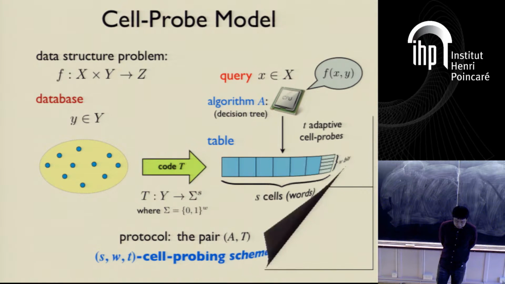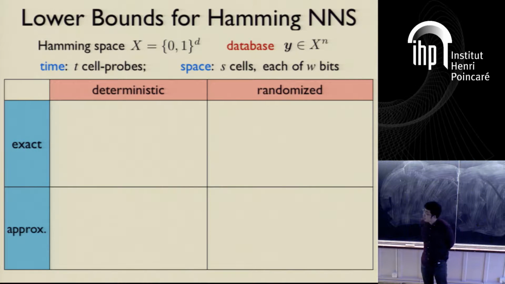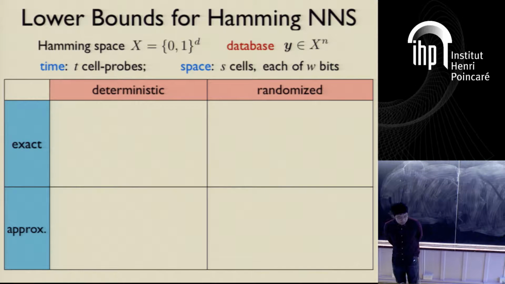And okay, so for the nearest neighbor search problem in d-dimensional Hamming space, depending on whether randomization or approximation is involved, we have two coordinates. Here is whether the near neighbor is exact or approximate. And here is whether the cell probing algorithm is deterministic or randomized. And by randomized, I mean Monte Carlo randomized, so a bounded error is tolerated.